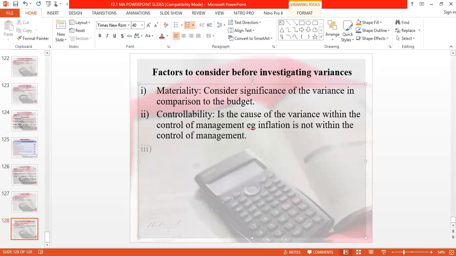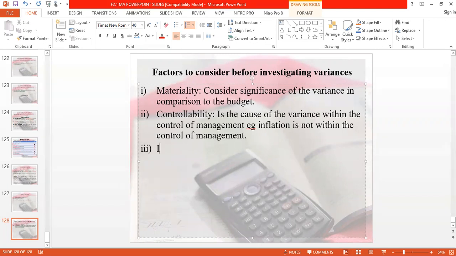So if there was a change as a result of inflation, you don't need to investigate, because even if you investigate, so what? You will not be in a position to control inflation. Inflation is a macro factor. Economists tell us that; we are accountants. Inflation affects the whole industry or the entire country, not only your business. So it is not within the control of a manager.